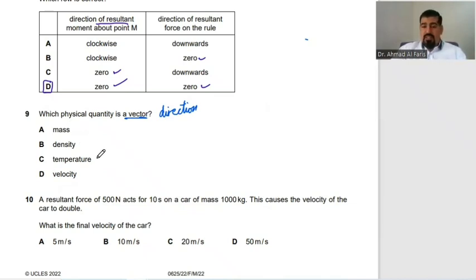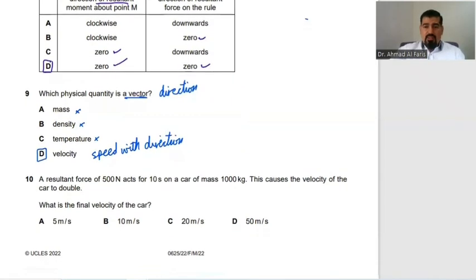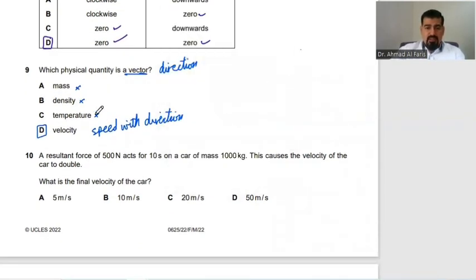Temperature also doesn't have direction. It's a value that tells us how hot or cold the object is. So three of these values, A, B, C, are scalar quantities. They don't have direction. Velocity is speed with direction. When we say speed, it is scalar, but velocity is speed with direction. So that means it's a vector quantity. Question number 9, that's it.